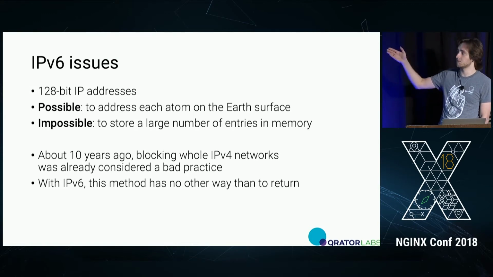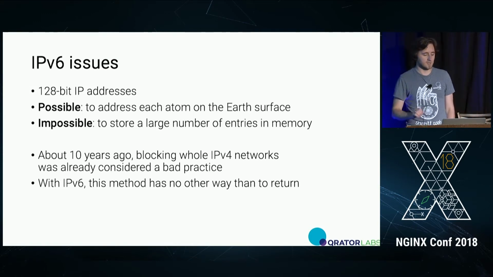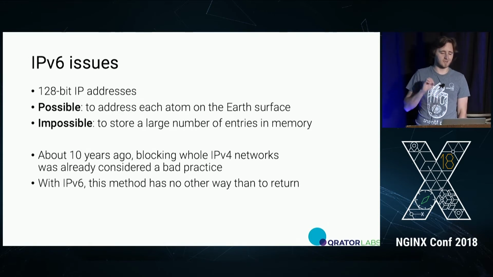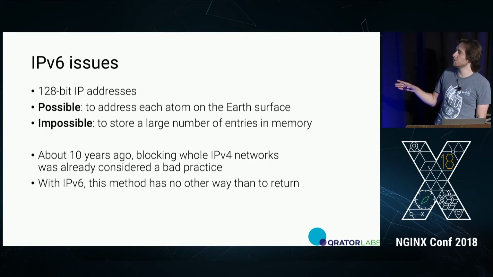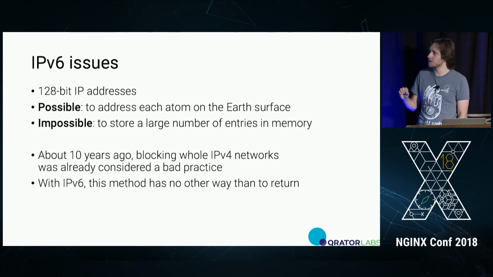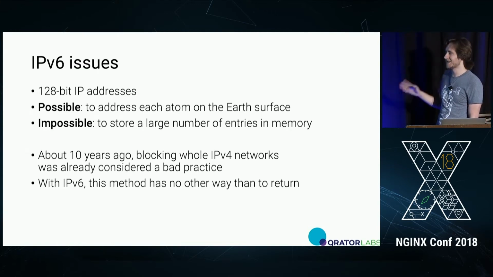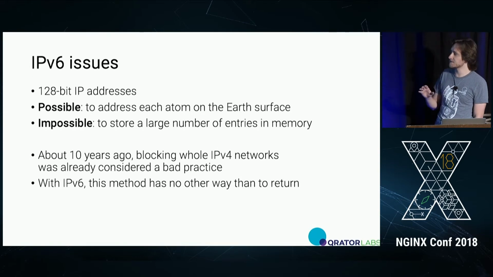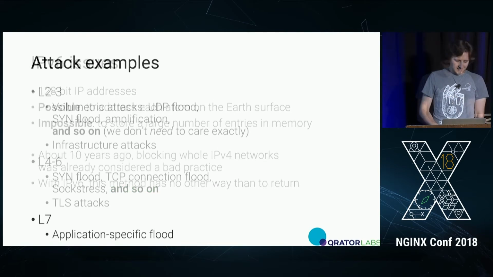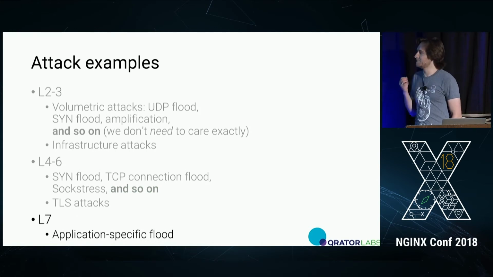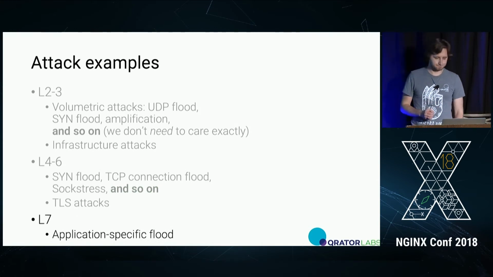With IPv6, as you know, it's possible to address each atom on the Earth's surface. But it's impossible to store a large number of entries in memory. So like 10 years ago, blocking whole IPv4 networks was already considered a bad practice, but with IPv6, this method has no other way than to return. Welcome back to the amplification-specific flood.